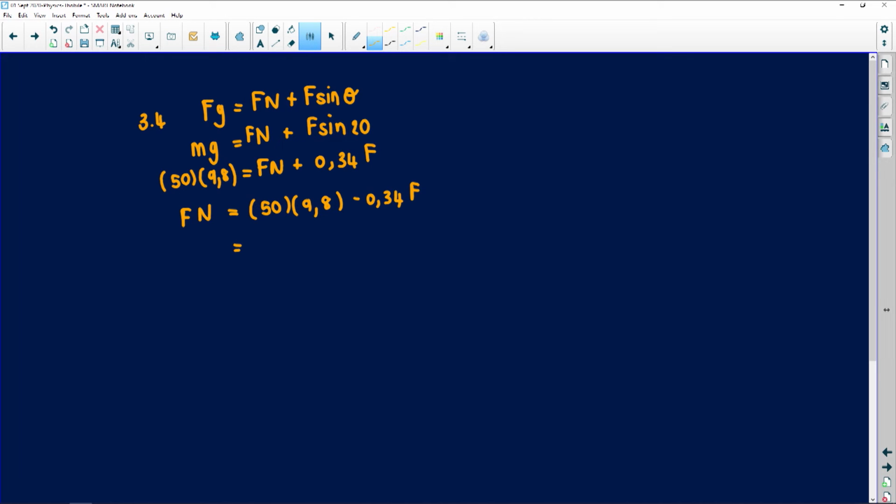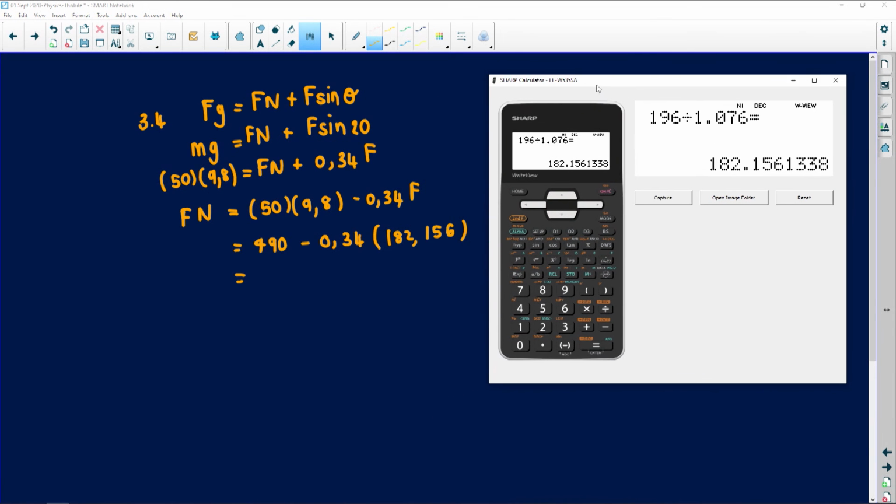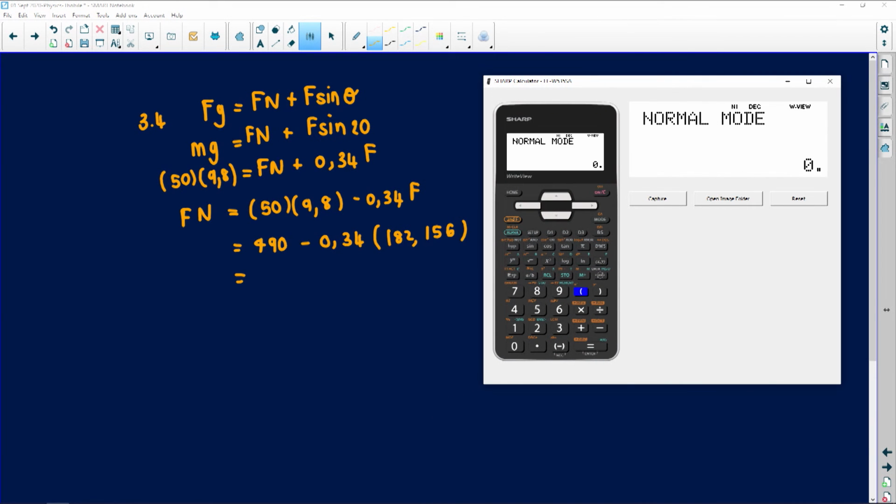Now remember, taking it back from the previous slide, we got 490 on this one, minus 0.34. We just calculated F in the previous equation. We got 182.156. Now this is just pure mathematics. So now remember, according to BODMAS, we must first multiply before we can subtract. So I'm going to multiply into the bracket first. Make sure you first do BODMAS, or you can put the whole thing in your calculator. So we're going to have 0.34 multiplied by 182.15616.